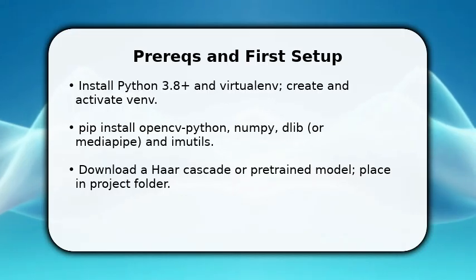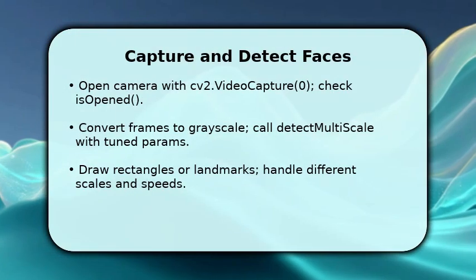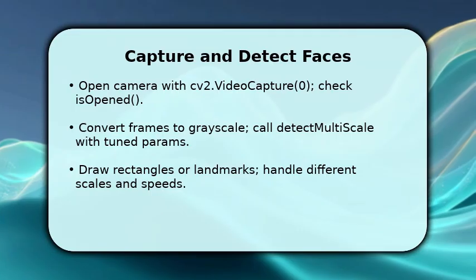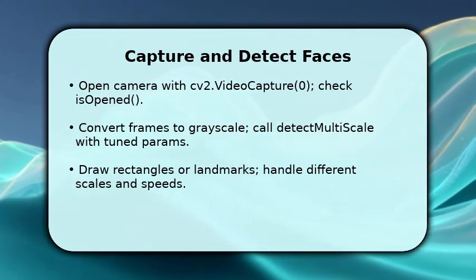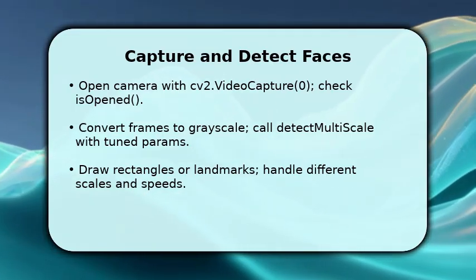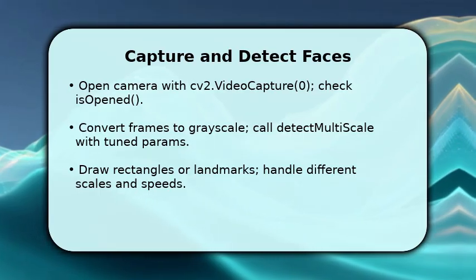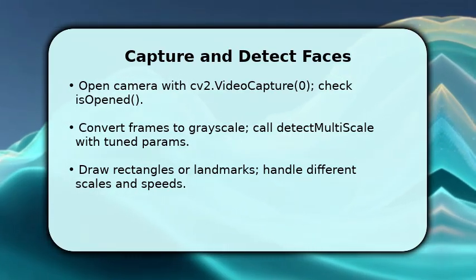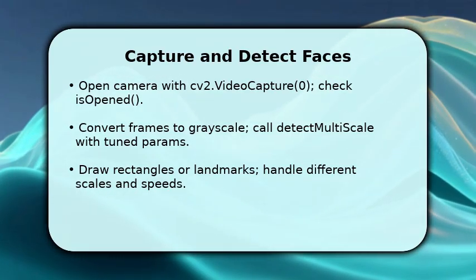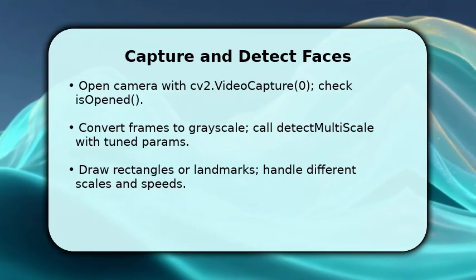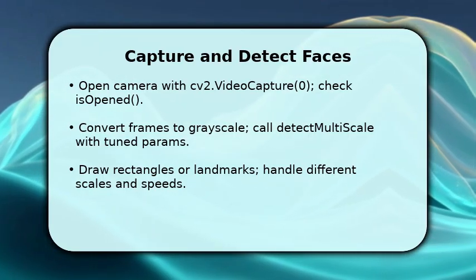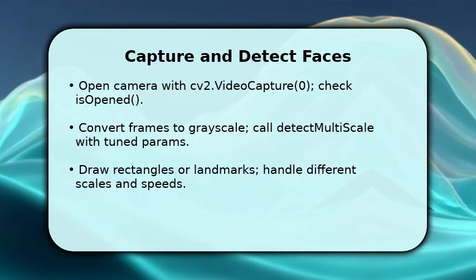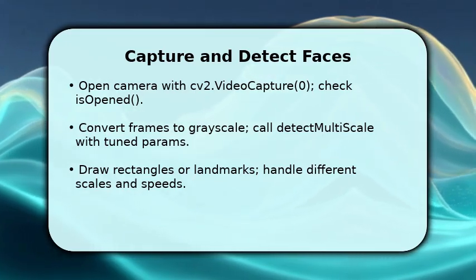You now capture frames and run detection in real time. Start cv2.VideoCapture(0) and verify the stream, read frames in a loop and convert each to grayscale because many detectors run faster on single-channel images. Then call detectMultiScale with sensible params, scale factor around 1.1 and min neighbors near 5, to balance recall and false positives.